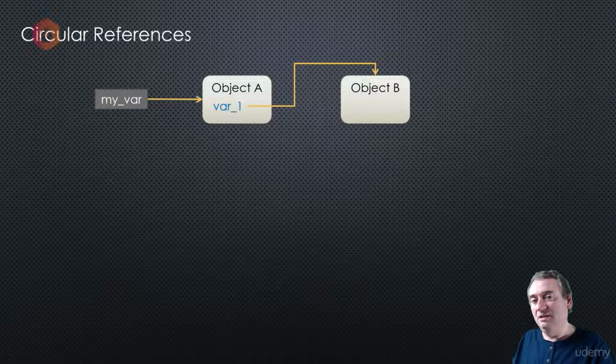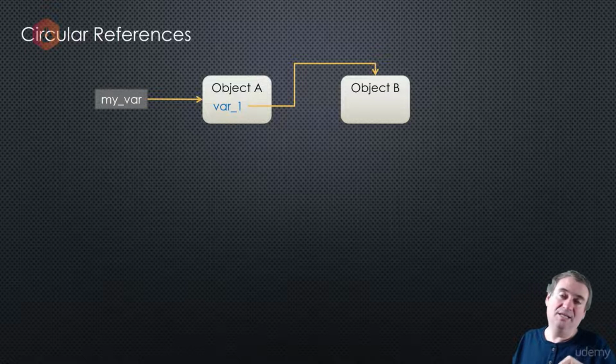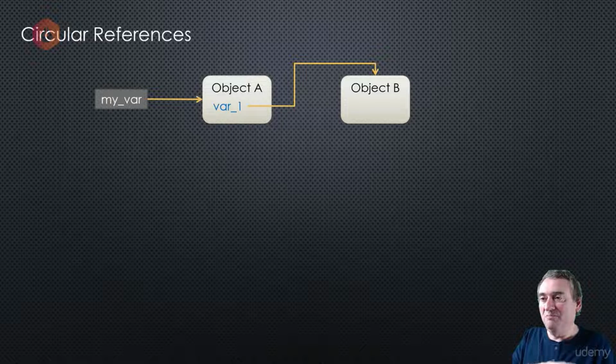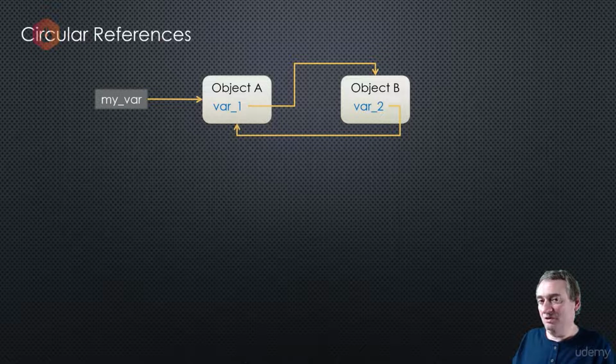Once it gets destroyed, object B's reference count also goes down to 0, and it gets destroyed as well. So by destroying myVar, by removing that reference, the Python memory manager, through reference counting, will get rid of object A and B. So far, no problem. But now, let's suppose that object B also has an instance variable, let's say var2, and var2 points back to object A. Now we have a circular reference.